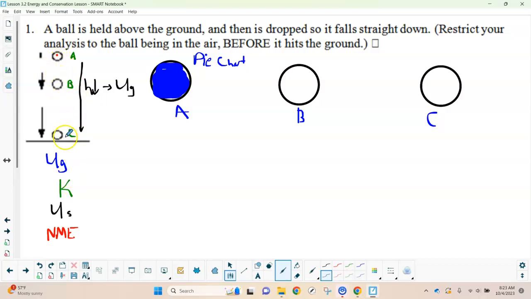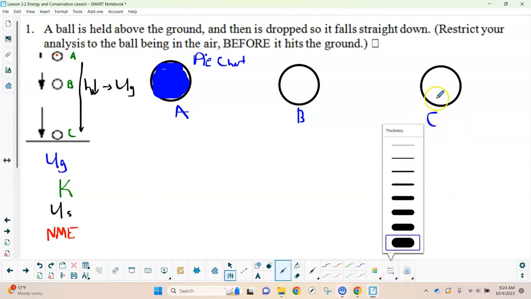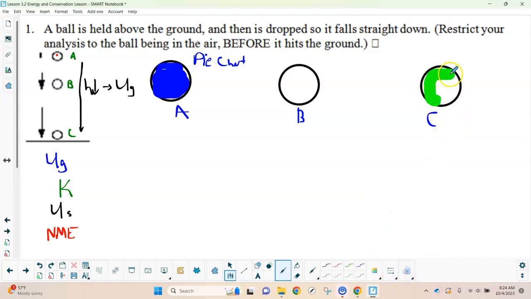As it drops, we've already studied this motion. It goes faster and faster. So as we get closer to the ground, the kinetic energy is increasing more. So if I picked the very ending part, which might be the next part that I want to talk about, so C, I'm going to make that circle essentially all green. The reason why I'm going to pick all green here is because it's no longer above the ground when it gets to the ground.